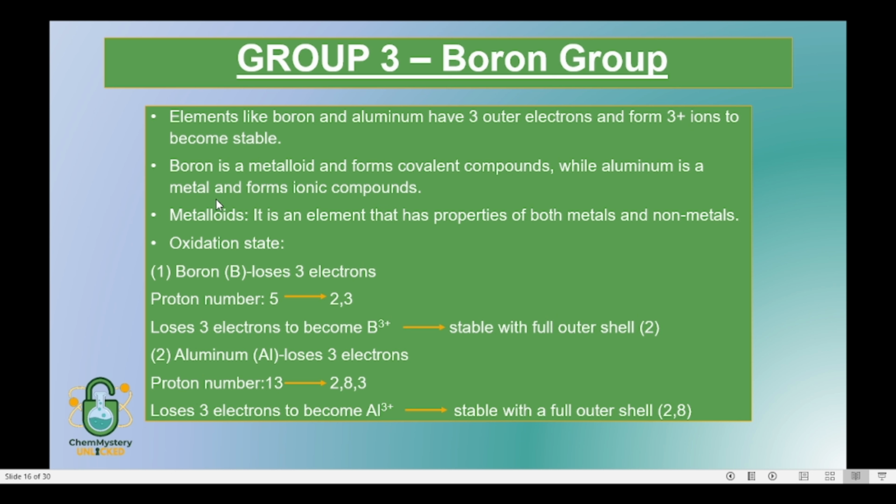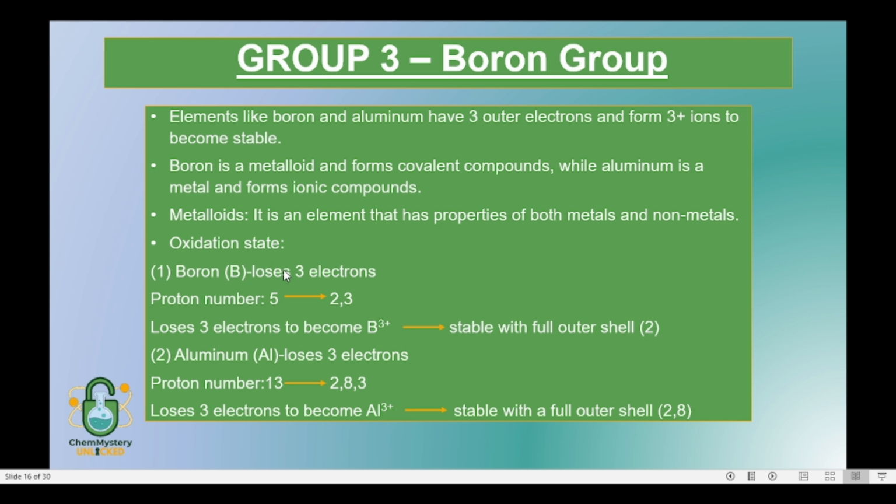Boron is a metalloid and forms covalent compounds. Now what are metalloids? A metalloid is an element that has properties of both metals and non-metals. While aluminum is a metal and forms ionic compounds. Aluminum is a metal, so it forms ionic compounds.